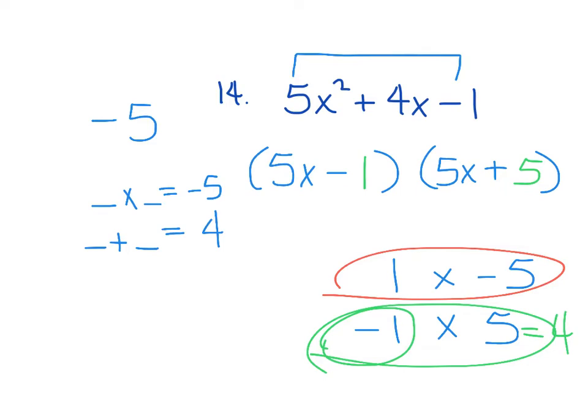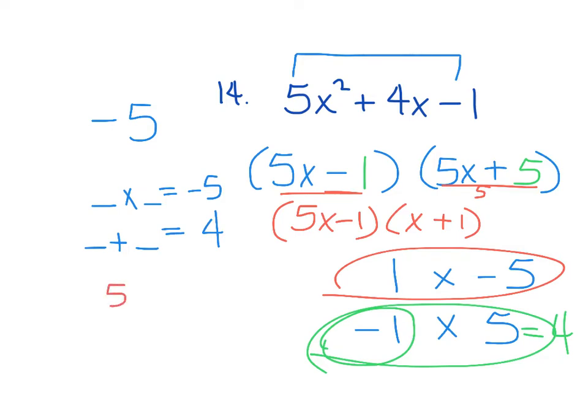And again, we need to look at the problem. Is there a GCF I can pull out of my binomial? Is the first one good? This one? Yes. What about the second one? What can I pull out? 5. And then it becomes x plus 1. And then we're going to FOIL it to make sure it goes back.